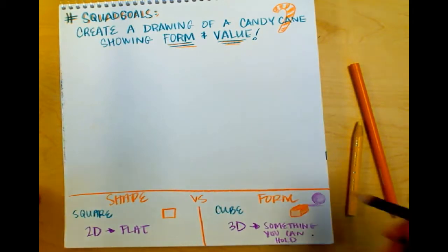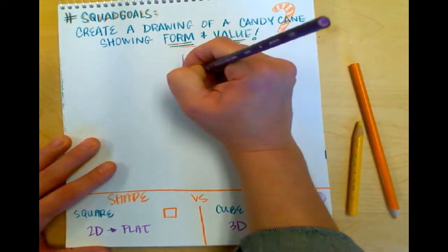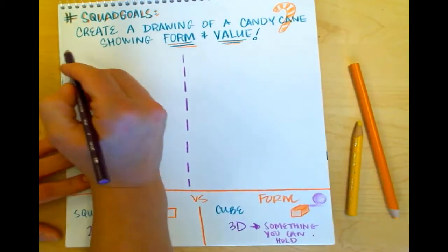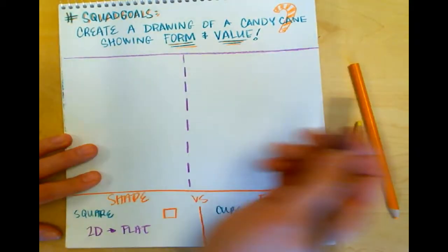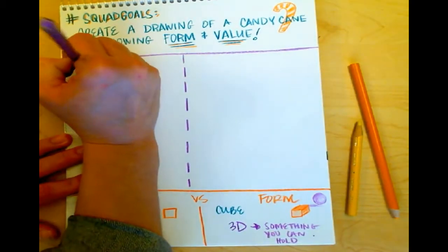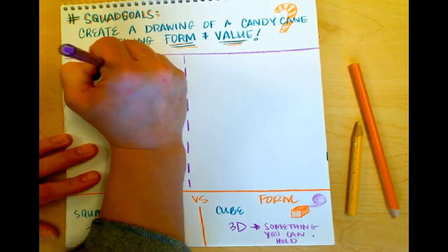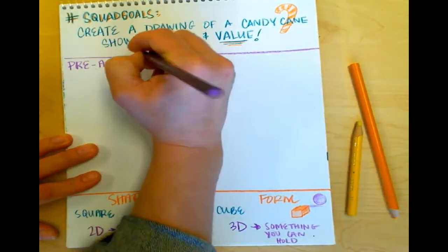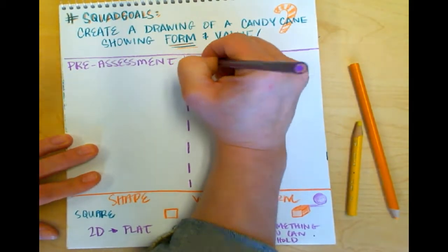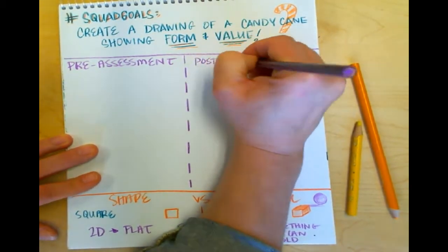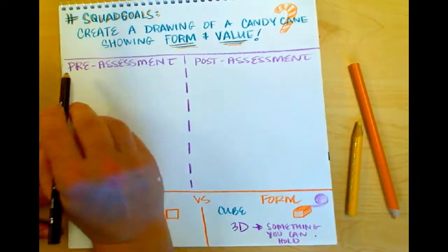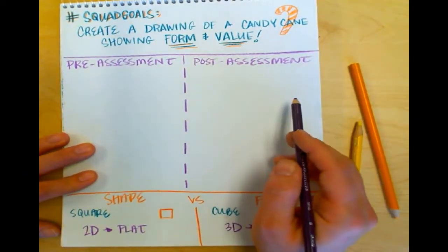The next thing I'm going to have you guys do is just draw a line right down the middle of your paper. And just like we did with our Indian corn, we're going to do a quick pre-assessment and post-assessment. So just write pre-assessment on the left side. And then post-assessment. And you know that this is kind of a before drawing and this is an after drawing.